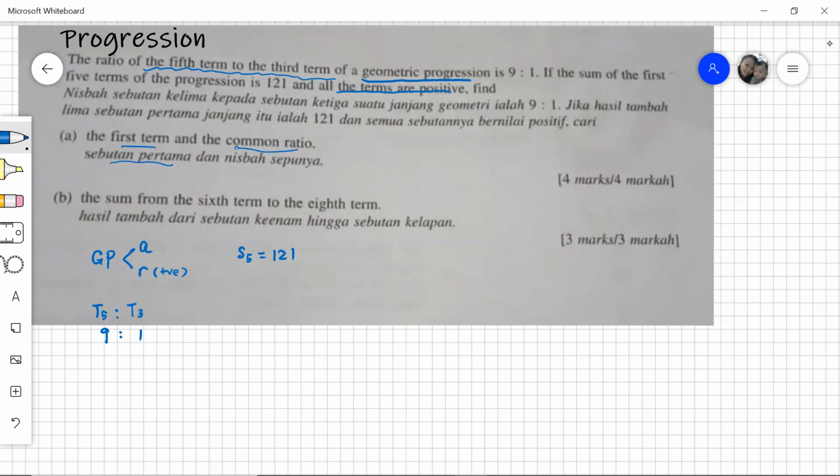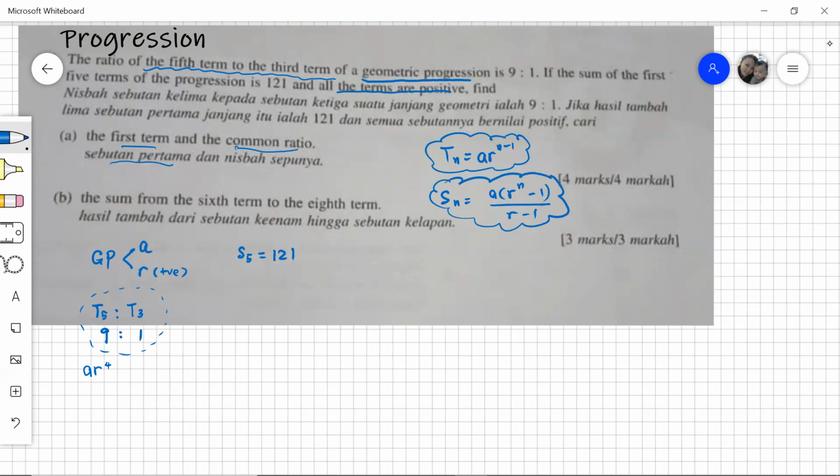Okay, let's start by using the ratio given. Now the ratio can be written in fraction form. So let's write T5 over T3, and T5 is AR to the power of 4. Apply the formula Tn equals AR to the power n minus 1. This is the formula that we need to apply whenever we deal with geometric progression. And another important formula will be this, A(R to the power n minus 1) over R minus 1, if that is for R greater than 1. If it is less than 1, then we just swap the position of R with the 1.